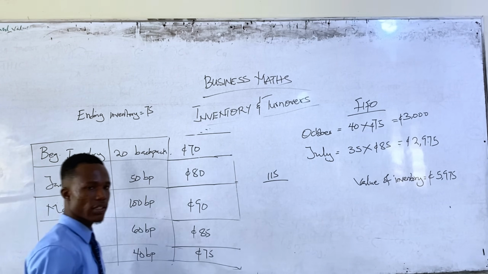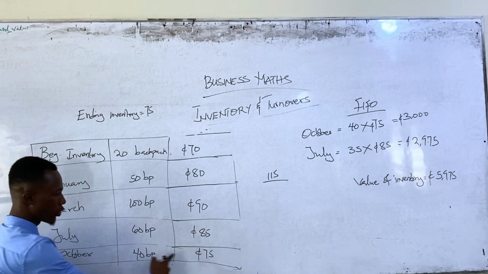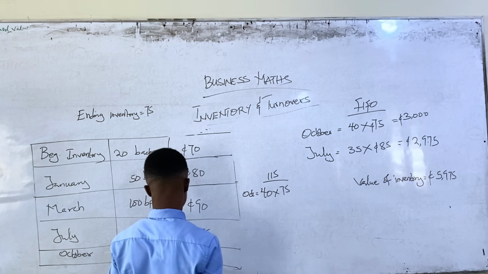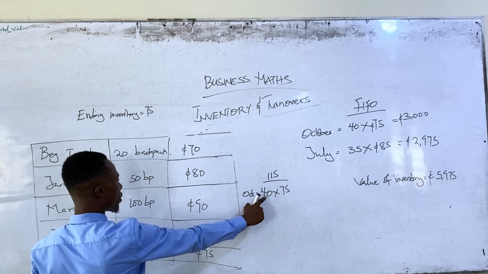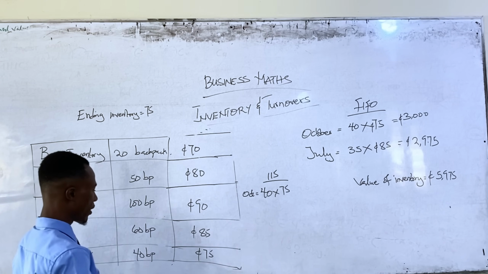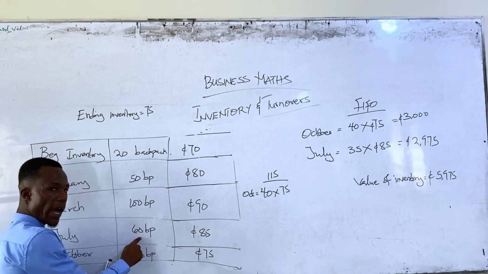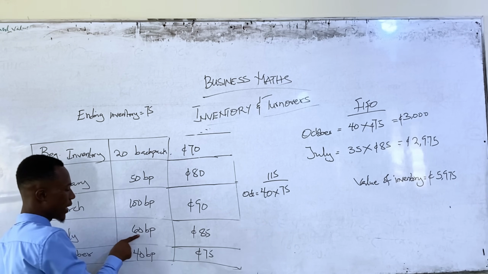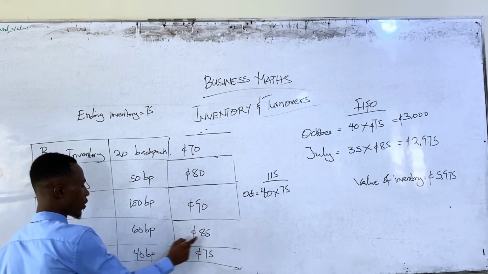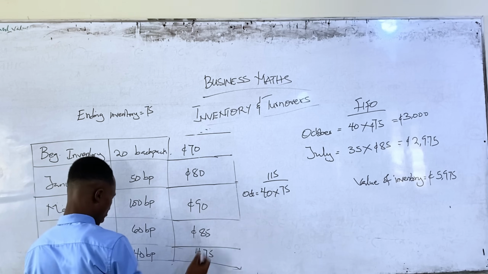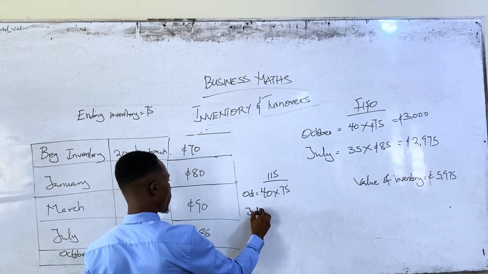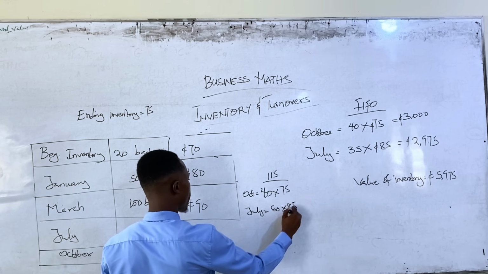How are we going to calculate it using FIFO? We have 40 here, so 40 times 75. That is the month of October. Then when you subtract 40 from 115, what do you have? You have 75 left, and that 75 is more than the amount here. So you can multiply this amount. If the remaining one is more than what is in the question, it means multiply what is in the question by the price. So you are left with 75, and 75 is more than 60. Now July is equal to 60 times 85.